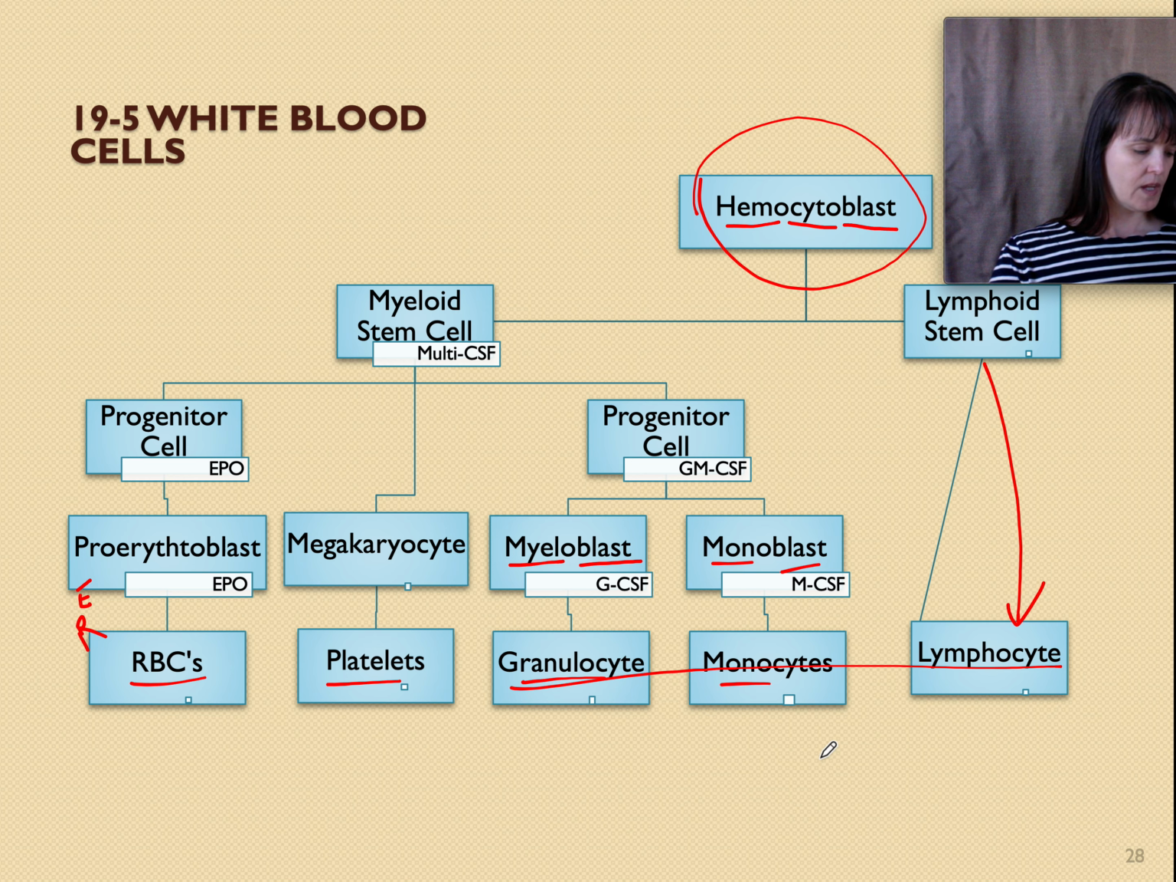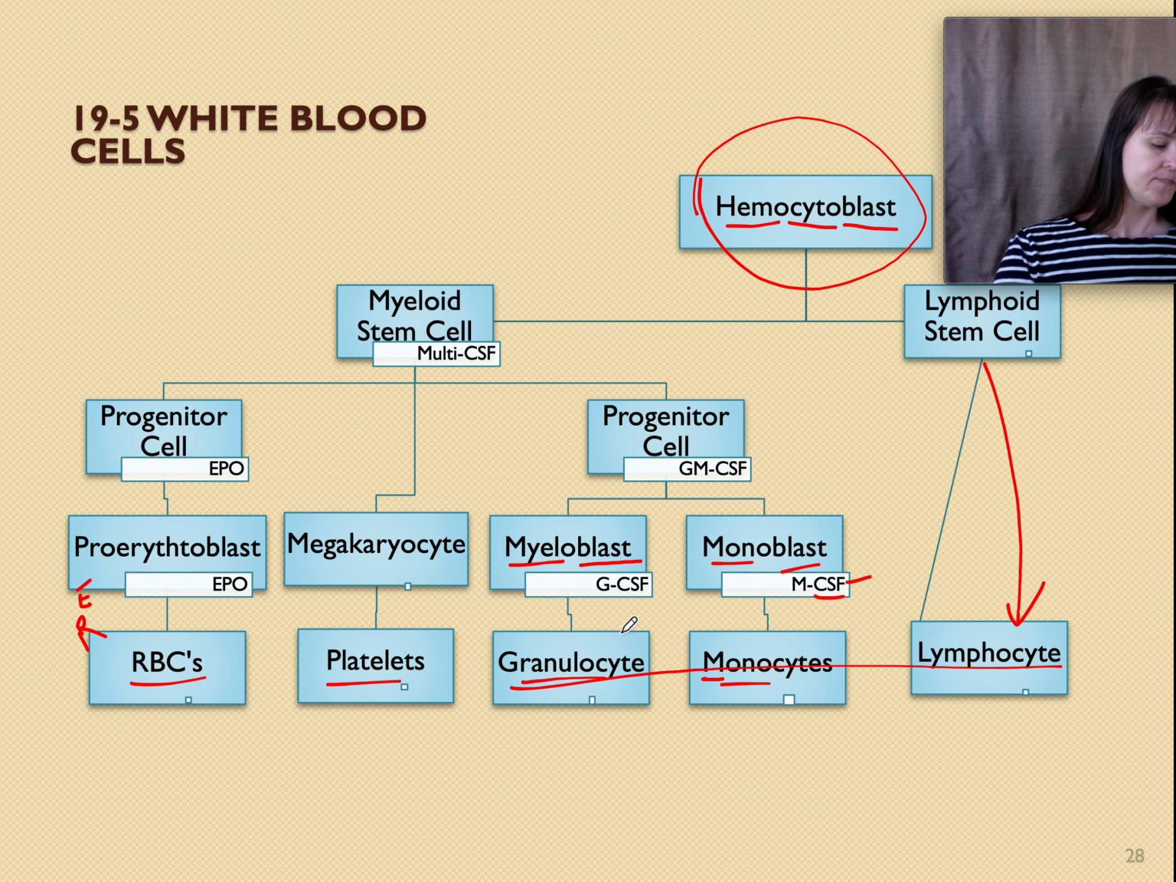So monocyte formation is stimulated by MCSF. M for monocyte, CSF for colony stimulating factor. So MCSF forms monocytes. Well, it's the hormone that increases the production of monocytes.